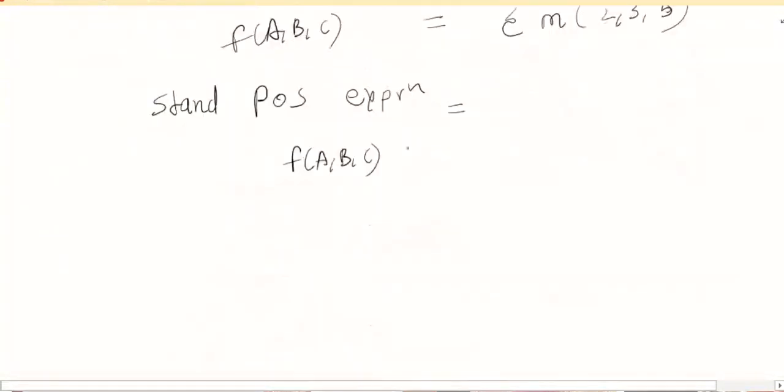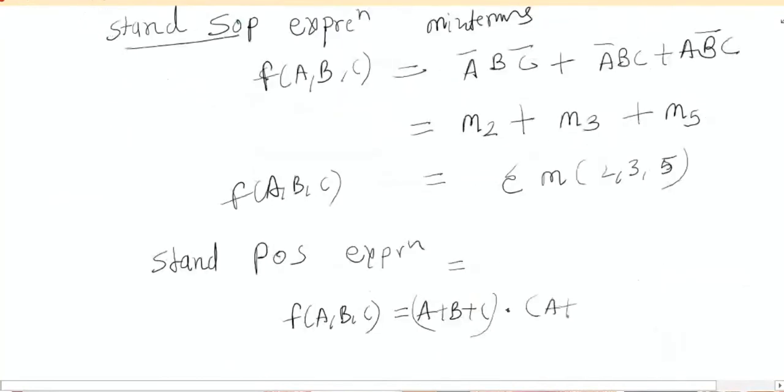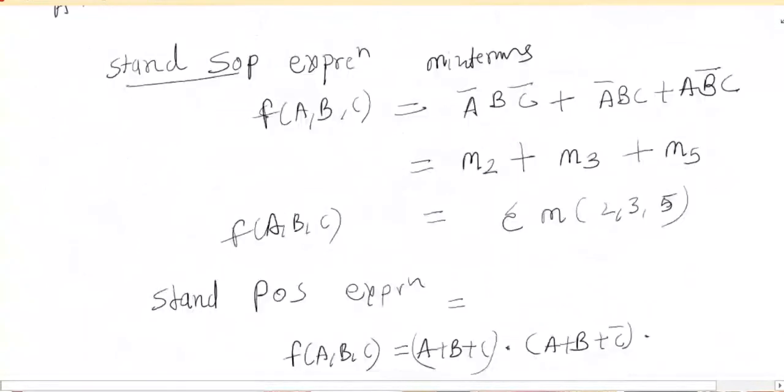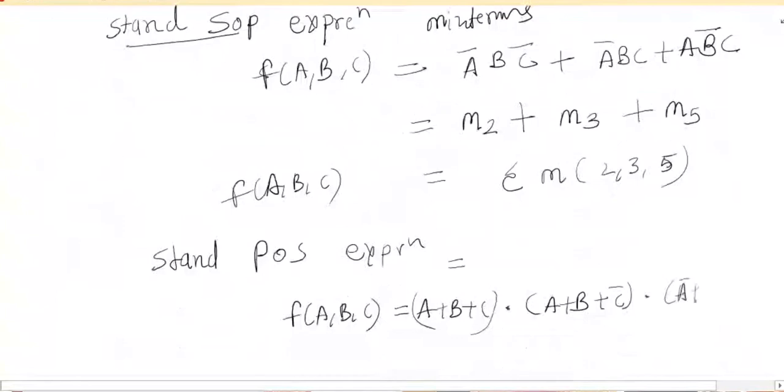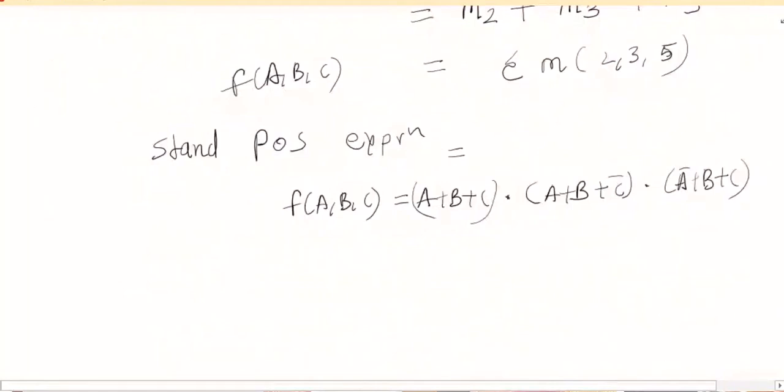So A plus B plus C. In my expression, now what will I write? A plus B plus C product, next A plus B plus C bar, product of A bar plus B plus C, then A bar plus B bar plus C, and A bar plus B bar plus C bar. Clear?